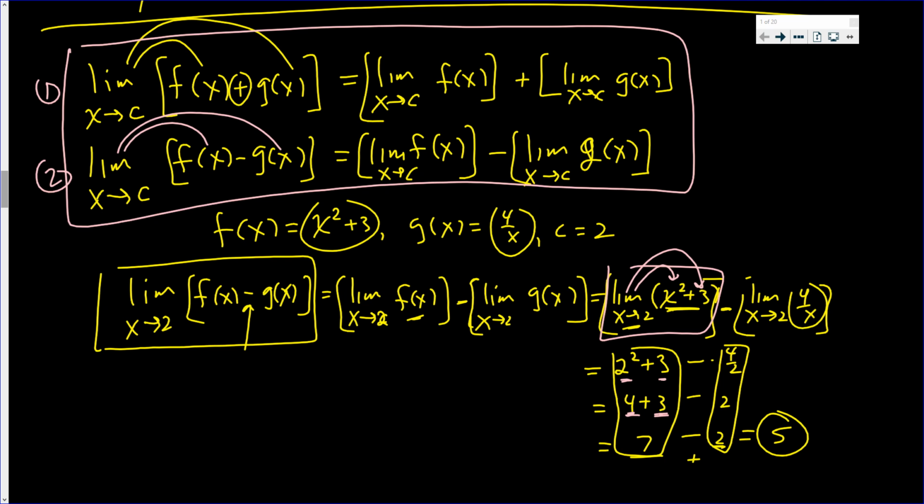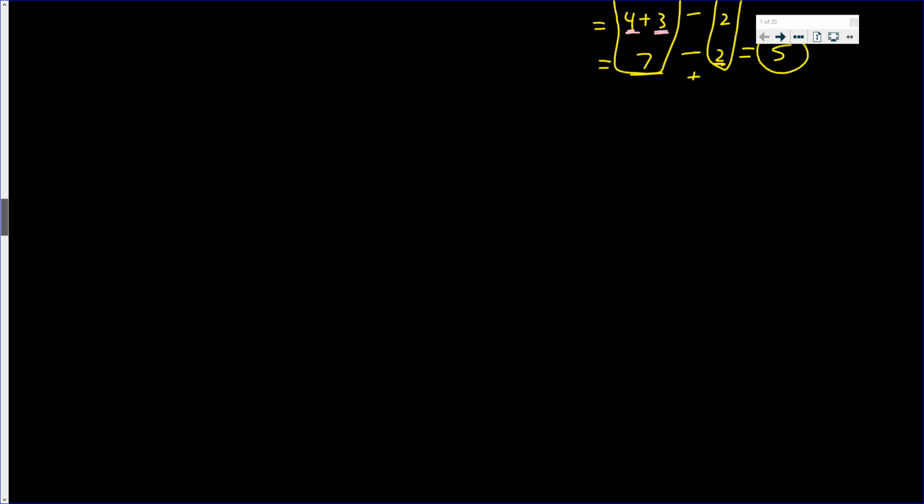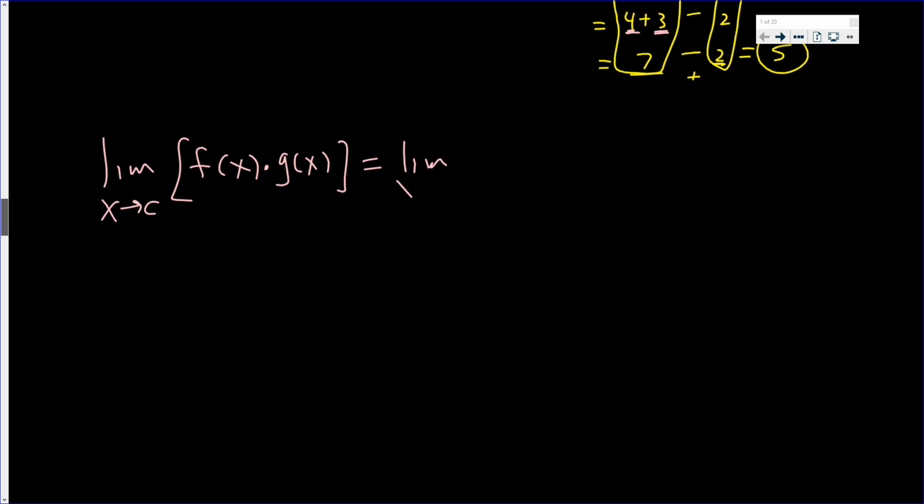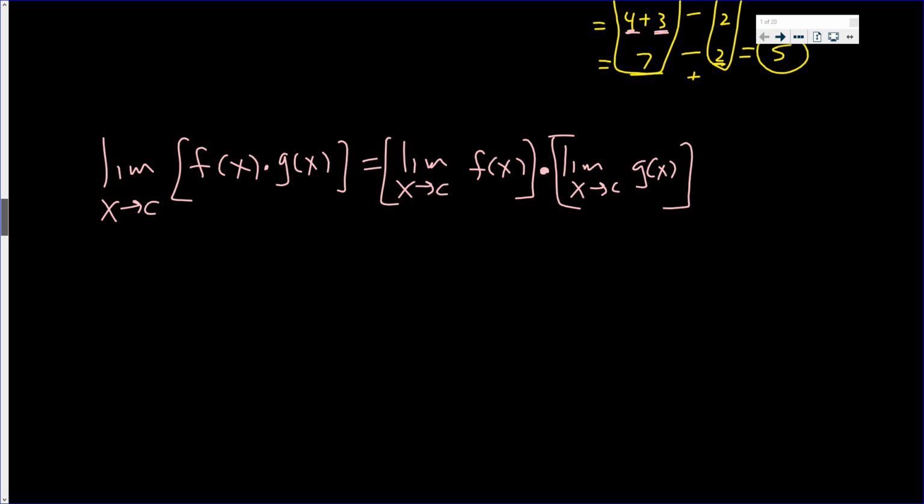Now, before we talk about the limit of just a constant, let's talk about a product and division. If you have the limit as x goes to c of f of x times g of x, well, this is nothing more than the limit as x goes to c of f of x. Get that answer. And then take the limit as x goes to c of g of x. Get that answer. And as I denoted, multiply the two.